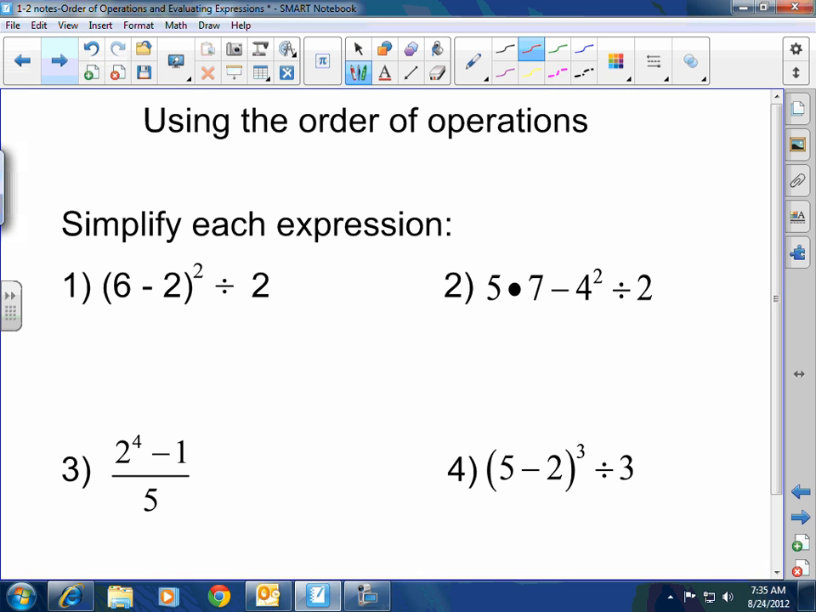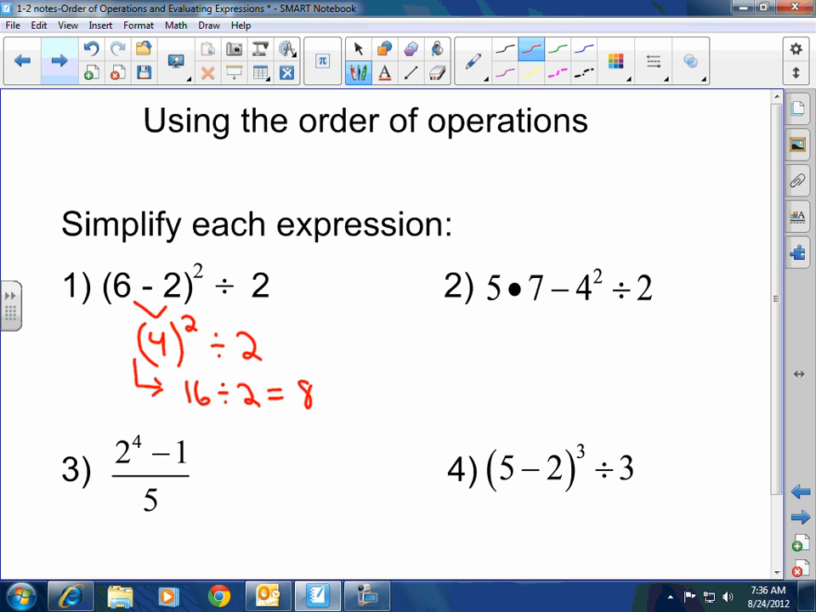I've got 6 minus (2 squared) divided by 2. So I have parentheses, so I'm going to first simplify my parentheses. I'm going to have 4 squared divided by 2. Now I have exponents, so 4 squared is 16 divided by 2. And now I'm only left with division. 16 divided by 2 is 8.